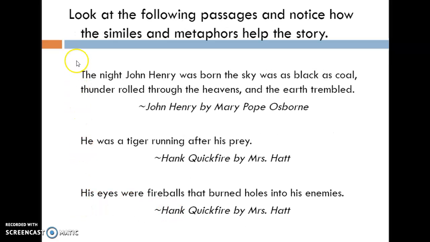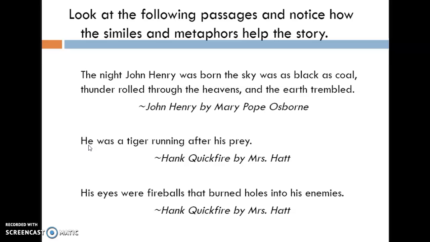Here we have, the night John Henry was born, the sky was as black as coal, thunder rolled through the heavens, and the earth trembled. Simile or metaphor? That one is a simile, as black as coal. So we're comparing the color of the sky to the color of coal.